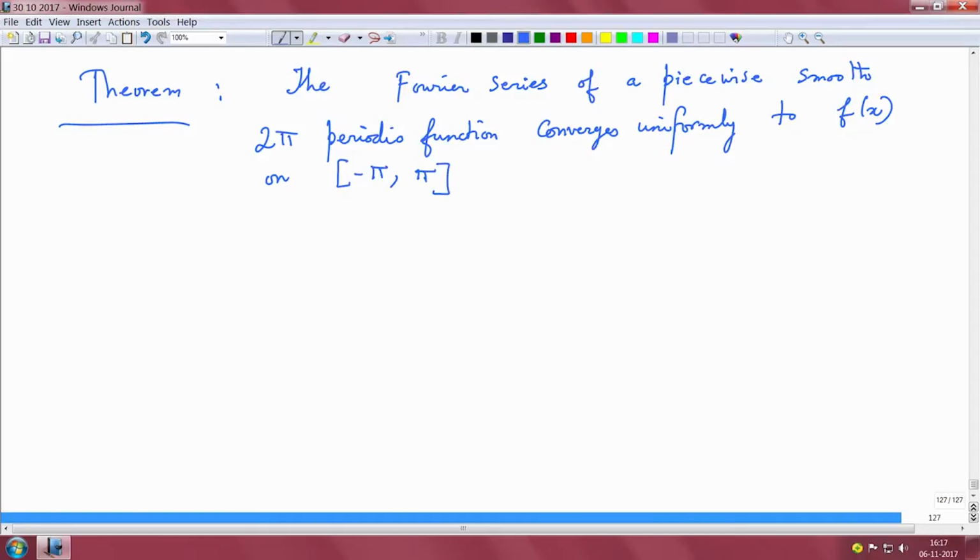I mean, f of x equals x is not smooth everywhere, right. It exhibits discontinuities when you try to periodically extend it. This is the Gibbs phenomenon, we saw that. Now, imagine that we have a piecewise smooth 2 pi periodic function, and the Fourier series of that function converges uniformly to f of x on the interval minus pi to pi. We have to prove this result.